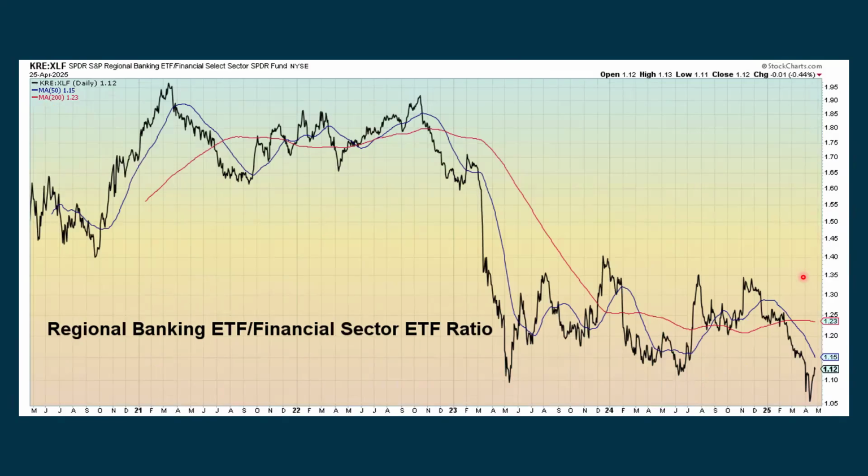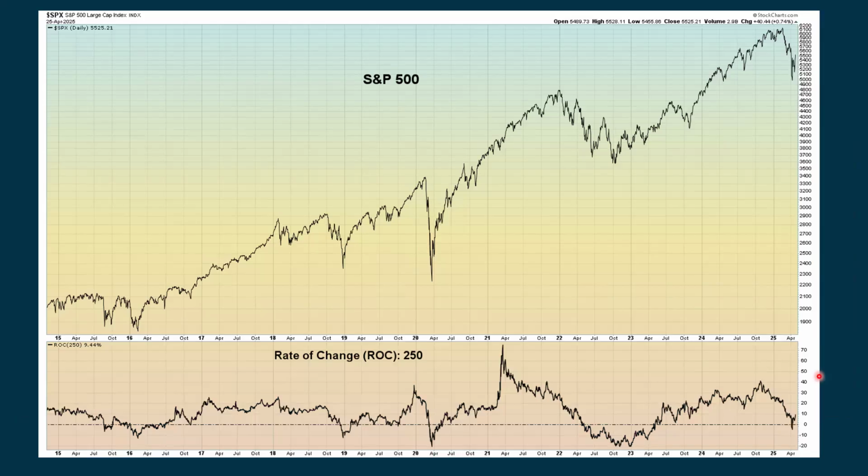And then we look at a ratio between regional banks, smaller banks, and the financial sector. And it's in a downtrend, but it has been coming back up. And that would be more positive if we see the smaller banks starting to do better when compared to the financial sector itself. Rate of change charts, I just use these for long-term observational purposes. We are coming back up here with our 250 period rate of change.